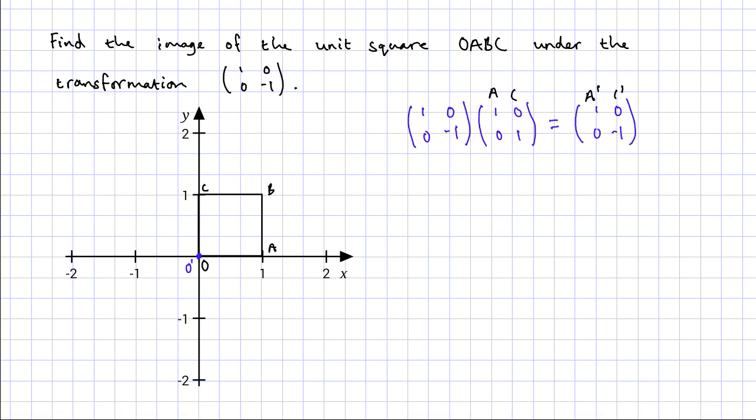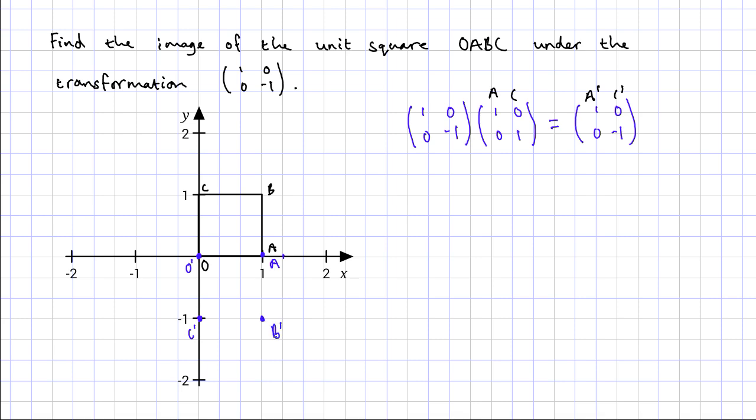Okay, so A dash, let me plot that now. So A dash here is 1, 0. So let's go to 1, 0. So A dash is 1, 0. So that just maps itself to itself. So it's going to be A dash here. And C dash is here, 0, minus 1. Okay, so 0, minus 1 is here. This is C dash here. Now I know 3 points of my square. Okay, and I know the other point must be here. So B dash must be here.